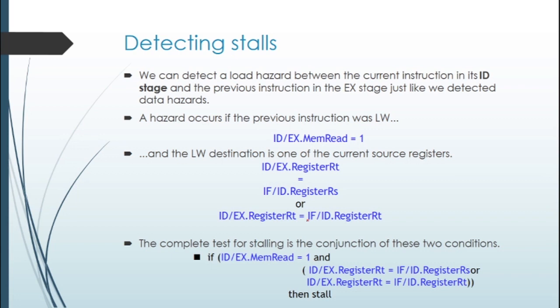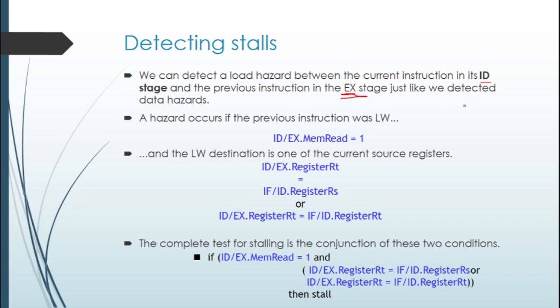So now we actually need to detect the stalls. How do we detect the stalls? This has to be done before the forwarding check, which was done at the output of the EX stage. But for a load hazard, where we have to stall, we make sure that detection starts as early as possible. We can detect the load hazard between the current instruction, which is in the ID stage, and the previous instruction, a load instruction, which is in the EX stage.